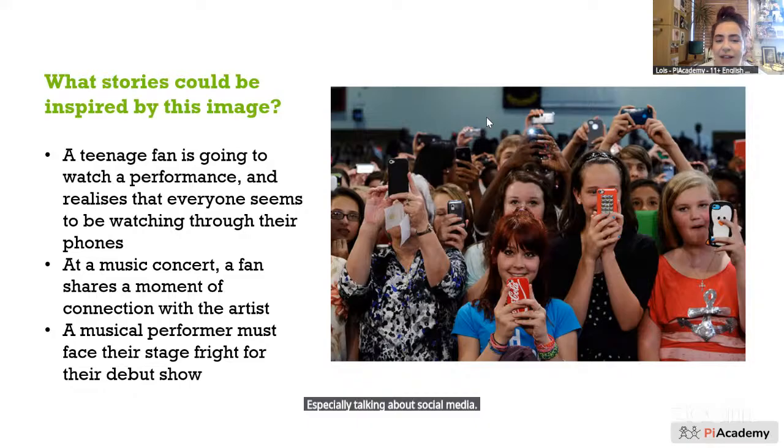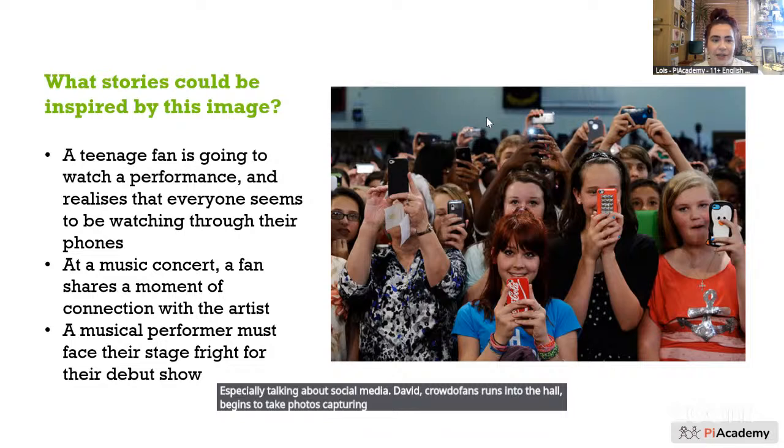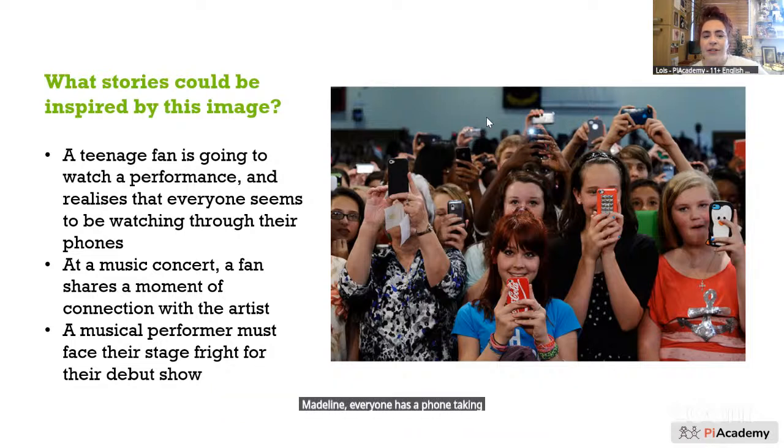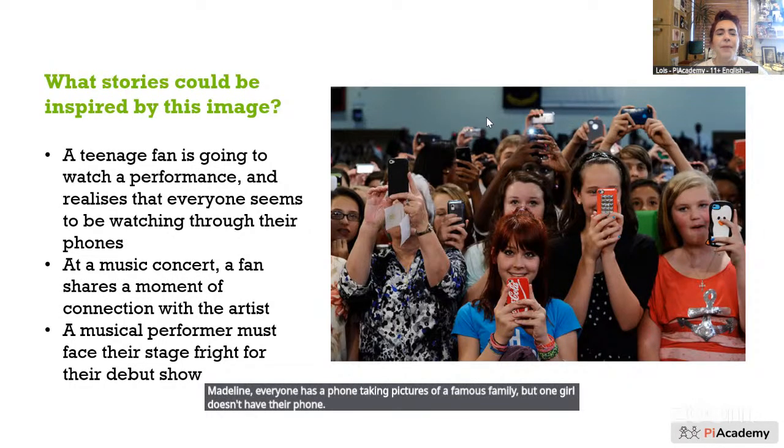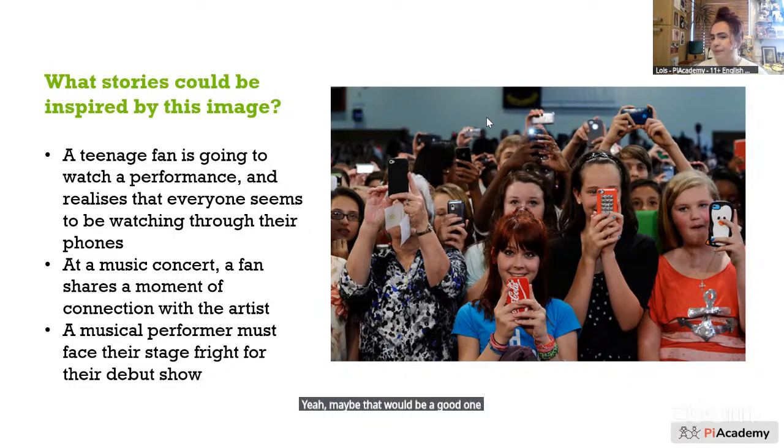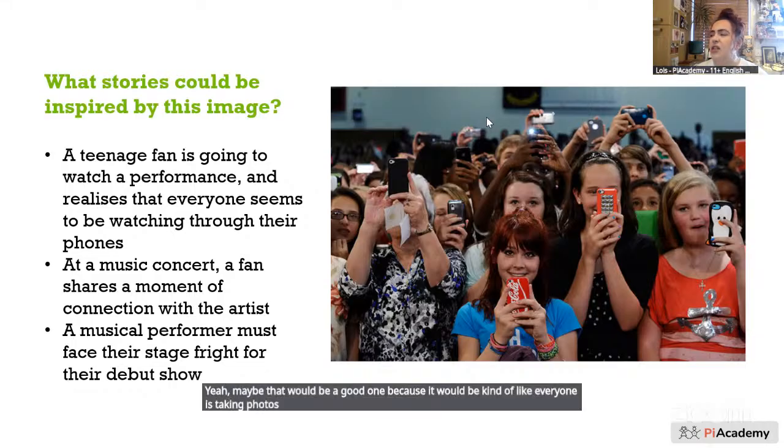David, a crowd of fans runs into the hall, begins to take photos, capturing an awesome moment. Yes. Madeline, everyone has a phone, is taking pictures of a famous family, but one girl doesn't have her phone. Yeah, maybe that would be a good one because everyone is taking photos and she's like, oh, I don't have a photo. But then she maybe gets to have a moment of interaction with one of them that no one else did because they missed it because they were just looking at their phones.